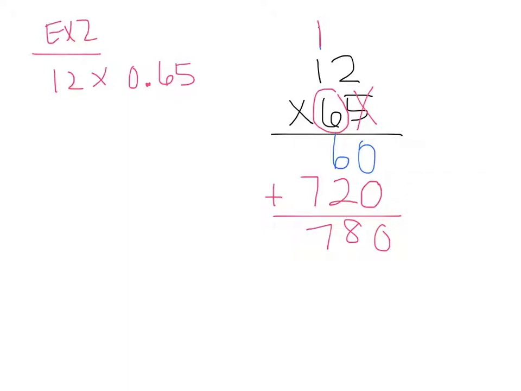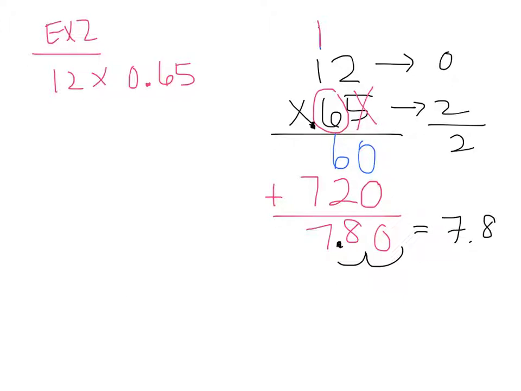No. Now I need to go back to my problem, insert my decimal, which is here. How many places after the decimal do I have here? 2. I have 2. Do I have any here? 0. So altogether I have 2. So I need to move 1, 2, and put my decimal point. So my answer is 7.80, which can also be written as 7.8.